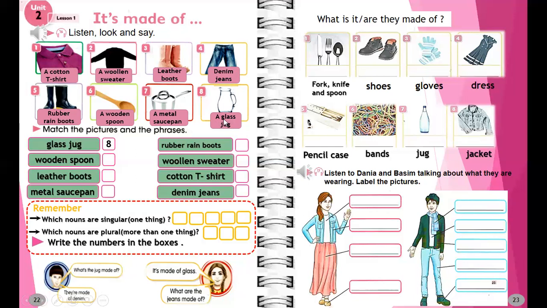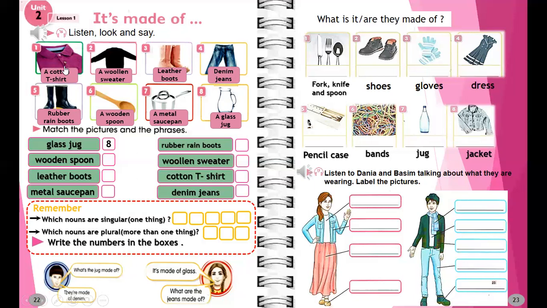إنها مصنوعة من الزجاج. إذا لاحظ مواد التصنيع: cotton القطن، wool الصوف، leather الجلد، denim قماش قطني، rubber المطاط، wood الخشب، metal المعدن، and finally glass it means الزجاج. إذا كان هذا عندي في activity or the first activity.